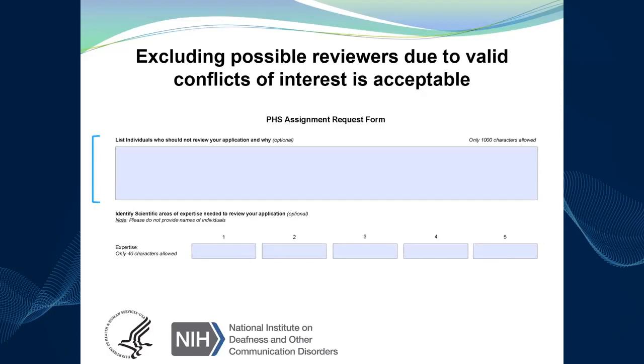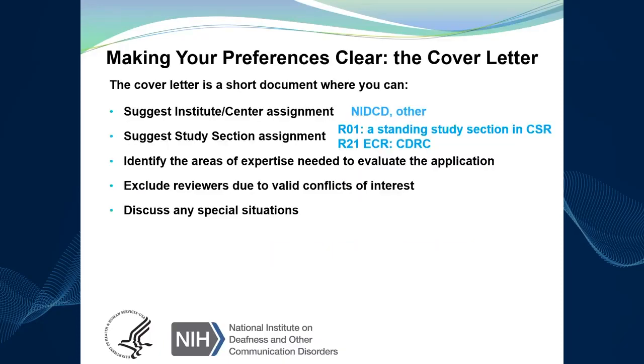So here's a spot where you could name people who are potentially in conflict with your application. In addition, you could identify specific areas of scientific expertise for the reviewers of your application. Another way to influence the choice of institute and study section is in the cover letter. So here you can write a cover letter where you suggest the institute and center for assignment.